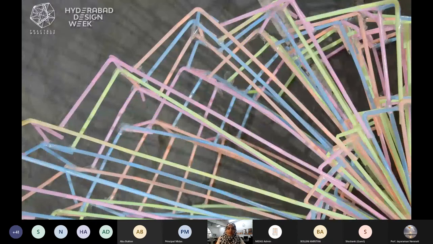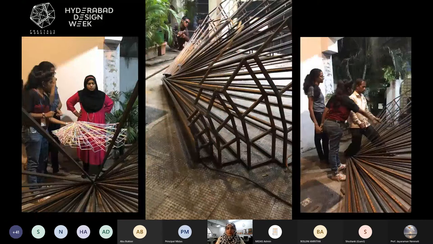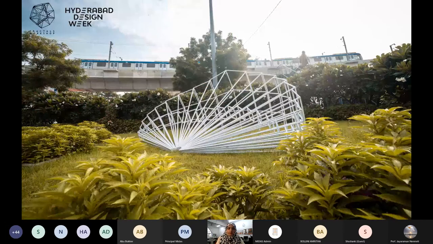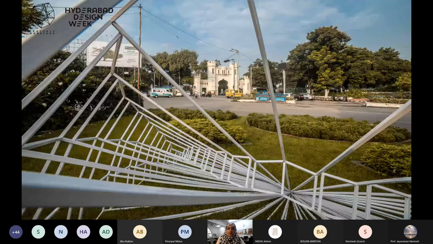Again, the exploration and prototyping happened in paper and plastic straws, and then students got to work alongside fabricators. The students learned the fabrication process from the fabricators, and the fabricators learned the design process from the students. The students took ownership of the design and the fabrication process, and this was built in metal and installed opposite the public gardens in Hyderabad. This is a permanent installation in metal which we call the peacock. That's the gate of the public gardens that you can see.